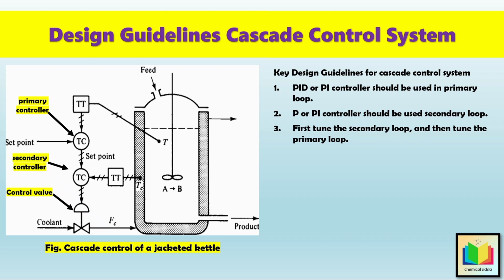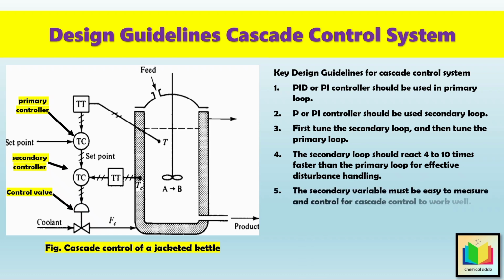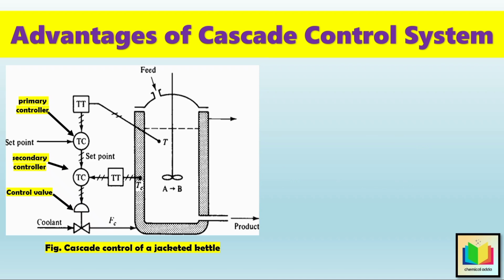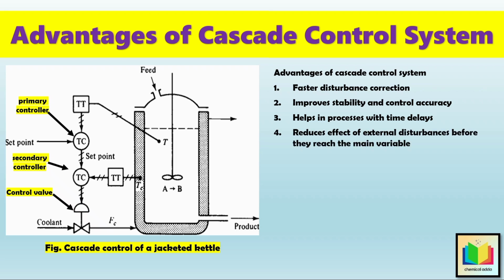Then next design guideline is the secondary loop should react 4 to 10 times faster than the primary loop for effective disturbance handling. Then next is, the secondary variable must be easy to measure and control for cascade control to work well. Then next, let's see what are the advantages of a cascade control system. So the advantages are faster disturbance correction, improved stability and control accuracy, helps in processes with time delays, and reduces the effect of external disturbances before they reach the main variable.